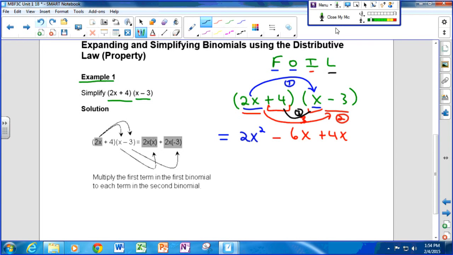We're going to do the last two. So plus 4 times negative 3. A positive times a negative, signs are different. The answer is negative. 4 times 3 is 12.